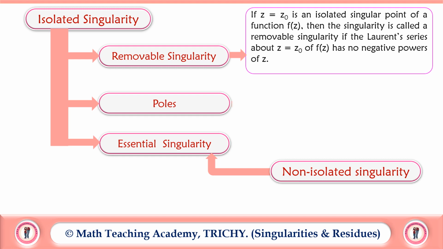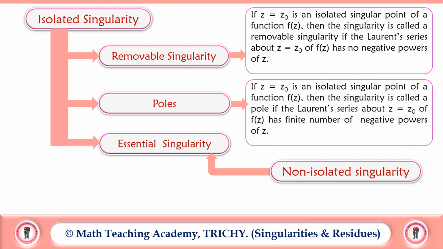And then poles. What is poles? If z is equal to z0 is an isolated singular point of a function f of z, then the singularity is called a pole if the Laurent series about z is equal to z0 of f of z has a finite number of negative powers of z. That is, sometimes the isolated singular points are called poles.